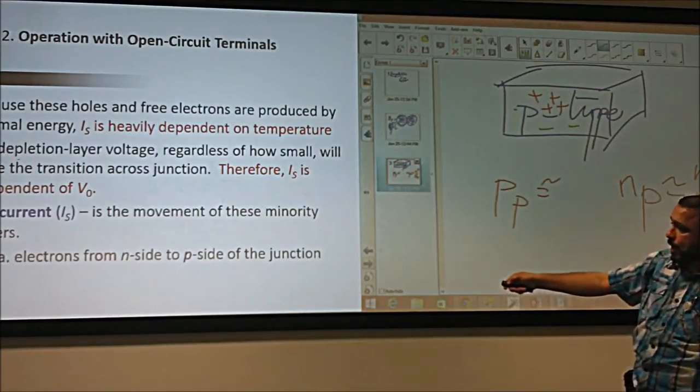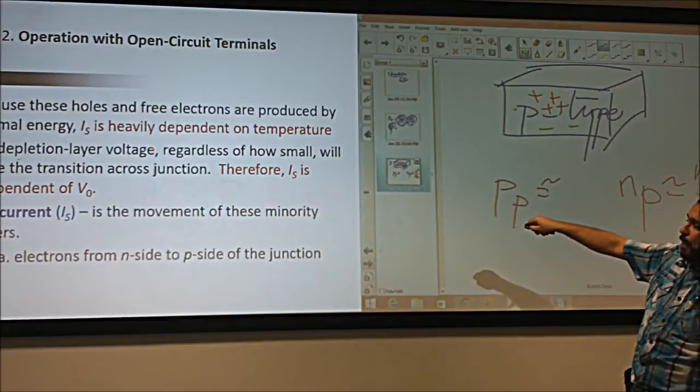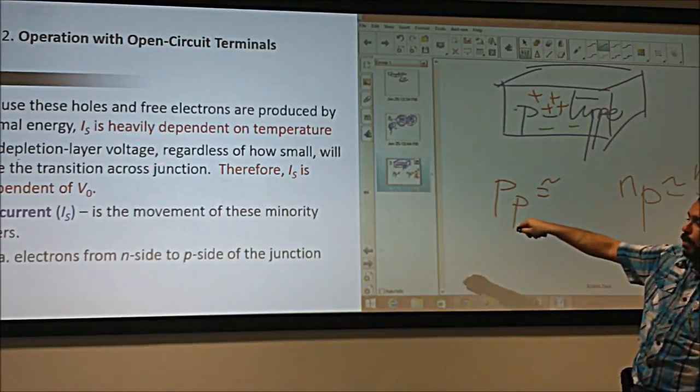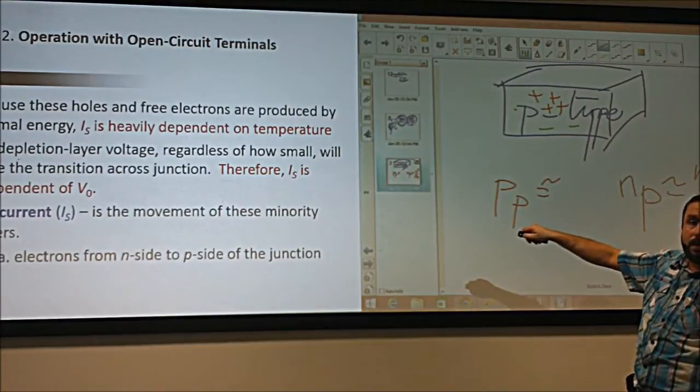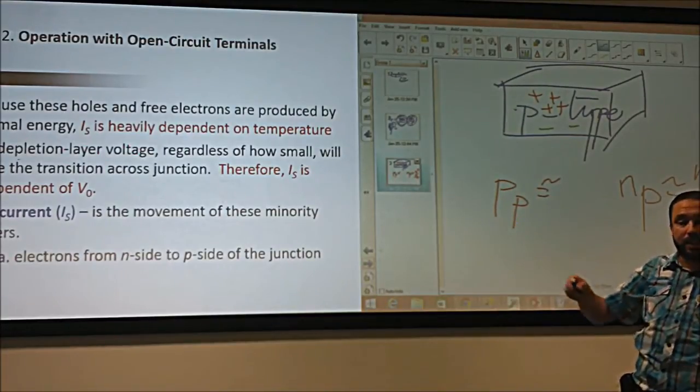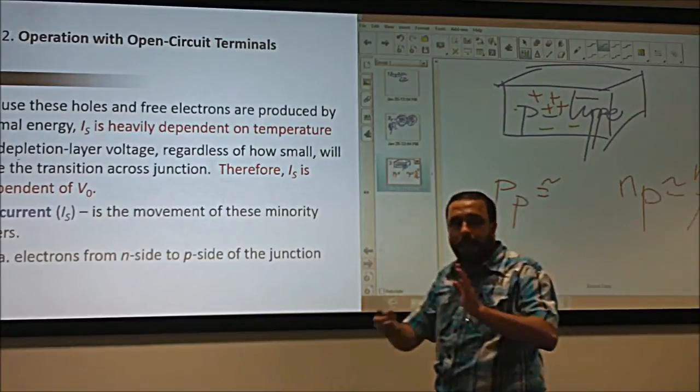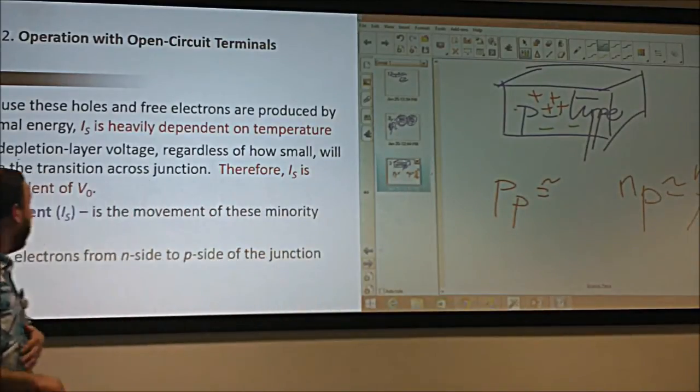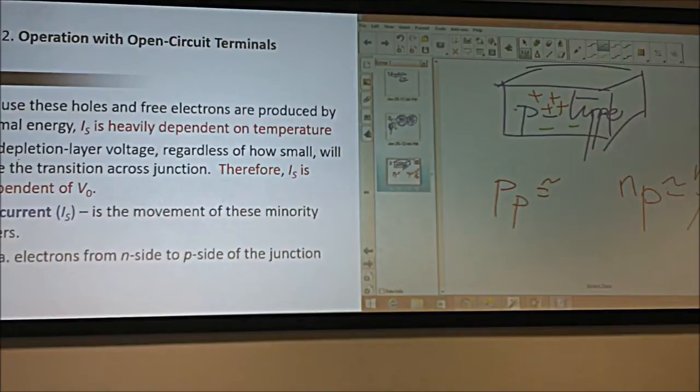Now the second observation says that any depletion layer voltage, we are talking about which voltage here? The barrier voltage, yes or no? Because it happens in the depletion layer. Layer means area, or surface. So any depletion layer, regardless of whether the barrier is small or big, will cause the transition across the junction. Meaning any electric field will cause the transition anyway. It will cause IS to exist anyway.